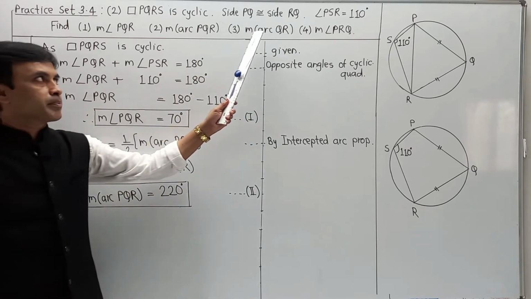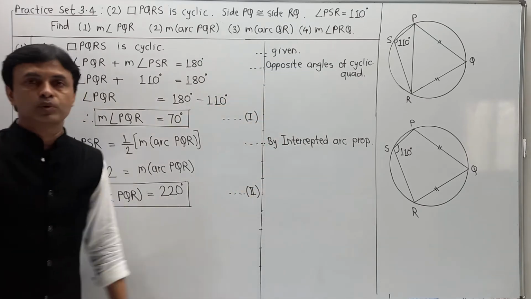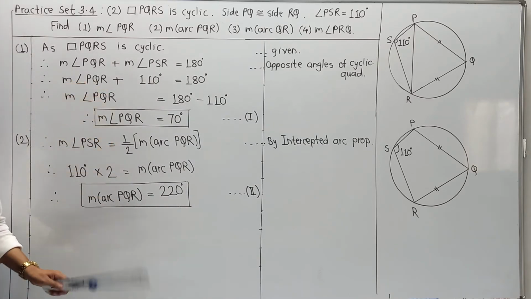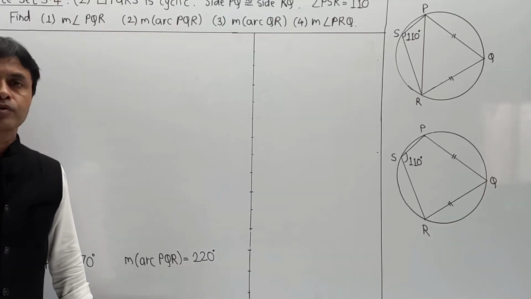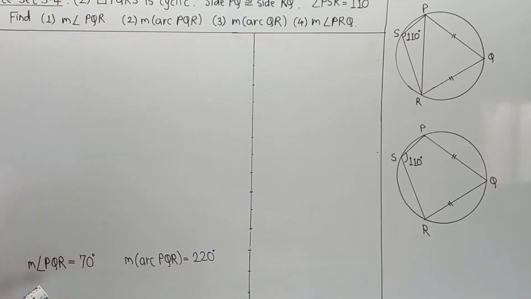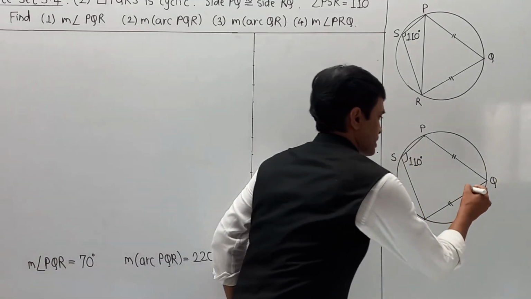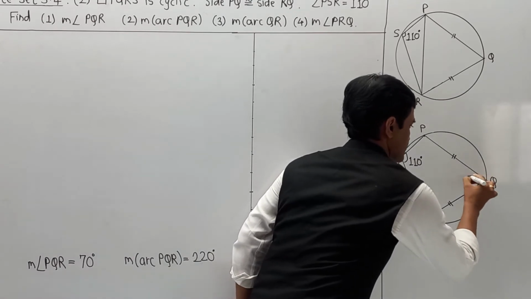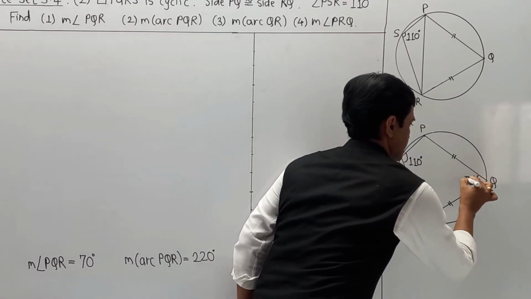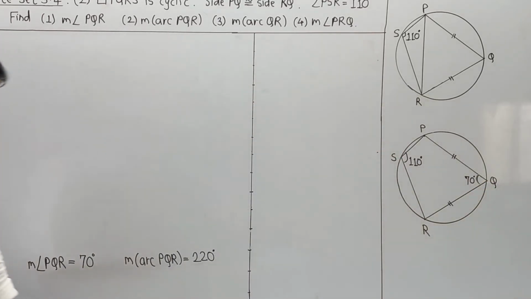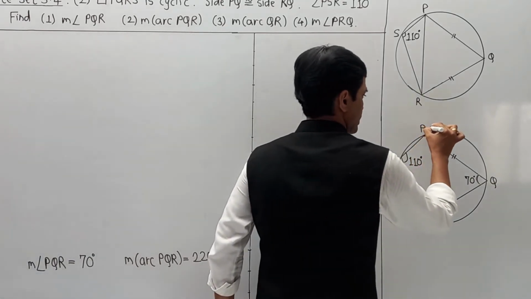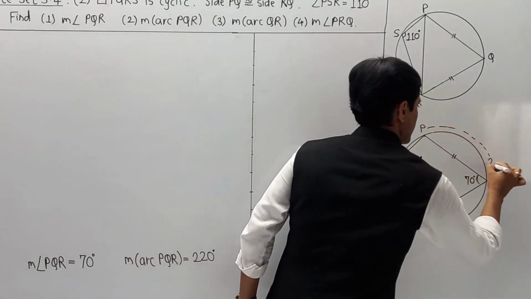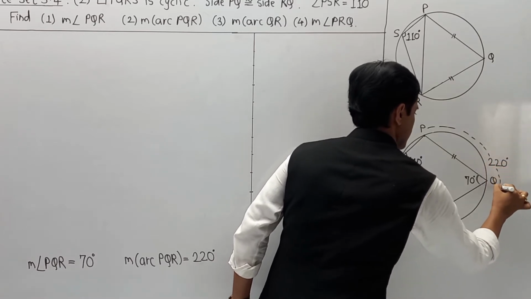Among them is major arc QR. As I solved first and second, student, I am going to erase it or rough it and I am going to solve third and fourth. Now student, we are able to get two values. One is major angle PQR is 70, this angle we are able to get as 70 degree over here. And the next part, that is major arc PQR, is 220 degree.